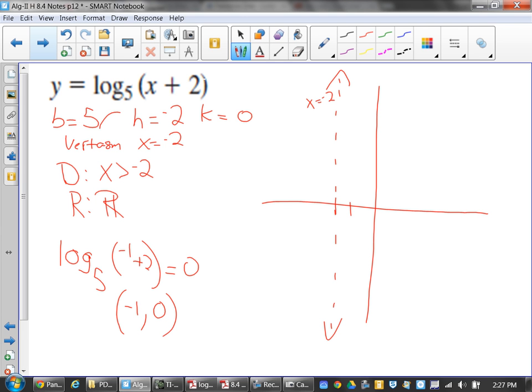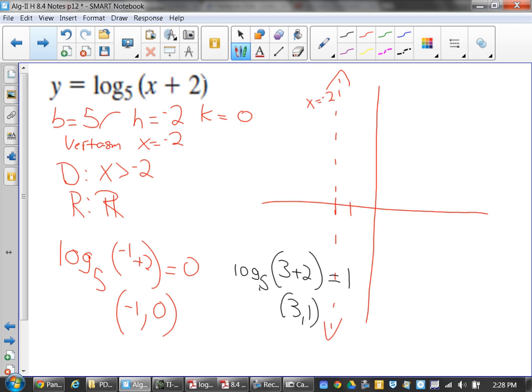The second ordered pair, I want to get my parentheses to equal my base. What does that x value have to be? 3. I want it to wind up equaling 1, so that has to be a 3. Does that make sense? I'm creating that parenthesis to get these two properties to hold true to get my corresponding y values, because they're clean numbers. So now I have log base 5 of 5, which is 1. So this ordered pair is at 3 and 1.